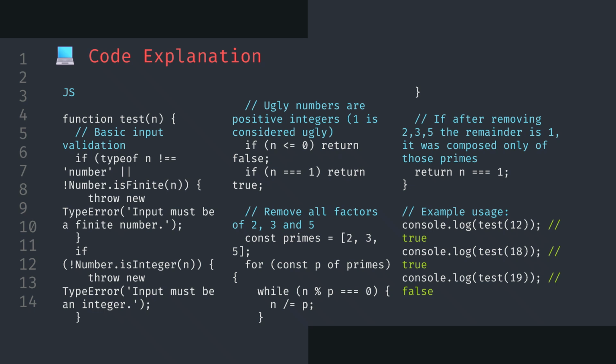This version starts with strict validation so you don't accidentally feed strings, floats, or infinities. We then guard non-positive numbers early. The core logic iterates over 2, 3, and 5, dividing n by each prime as long as it is divisible. If the leftover value becomes 1, the original number had only these prime factors. So, it is ugly. Otherwise, it had other primes and returns false.